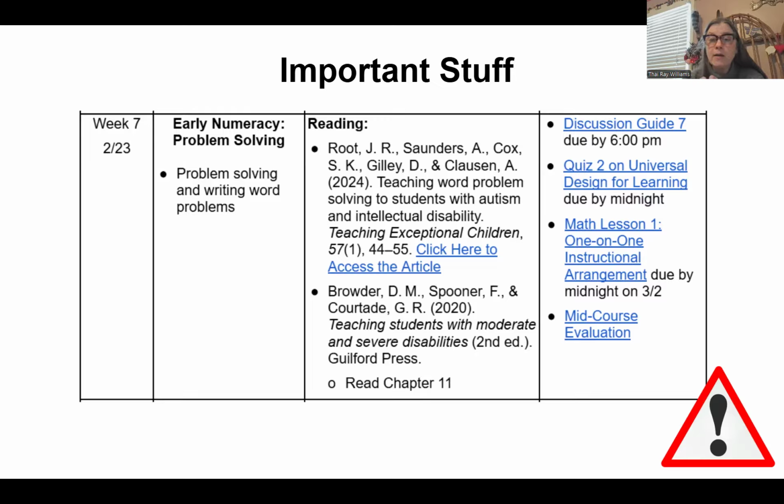You also have a lesson plan coming up, and this does not look like the explicit instruction lesson plan. It is nowhere near that in depth. But you are going to teach two math lessons. This is going to be math lesson 1, and you are going to teach some type of math skill in a one-on-one instructional arrangement. We're doing early numeracy this week. If you can teach early numeracy, that's fantastic. If that does not fit your student, you teach whatever you want.